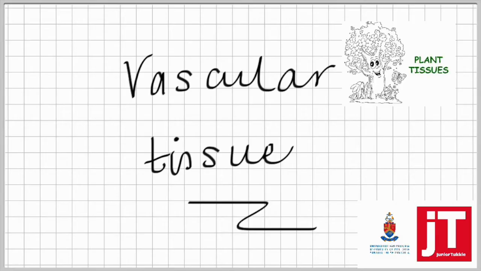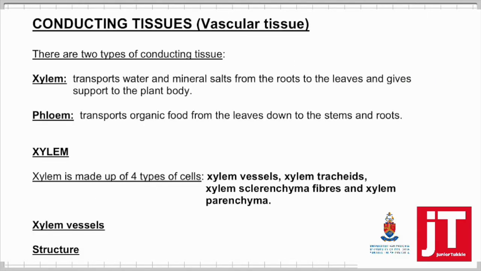There are 4 theory videos and 1 exam video in a series of 5 videos, and this is the 3rd of the theory videos on vascular tissue. Now, vascular tissue is also known as conducting tissue, but rather get used to the word vascular tissue. It's a more correct term. In a plant, there are 2 types of vascular tissue, xylem and phloem. Xylem transports water and mineral salts from the roots to the stem and the leaf, and phloem transports organic food from the leaves to the stem and the roots.